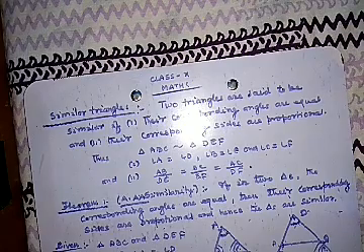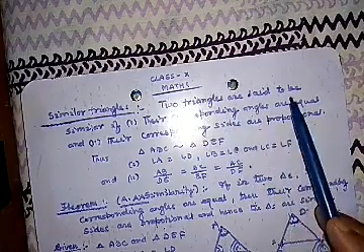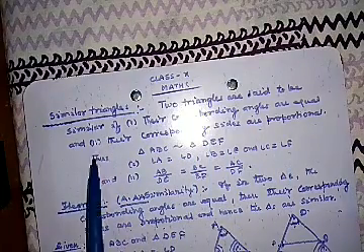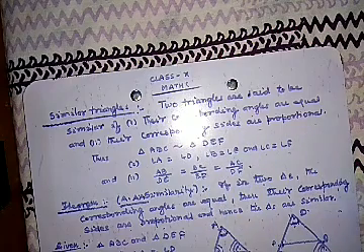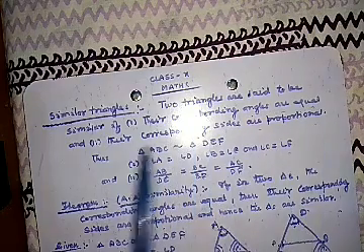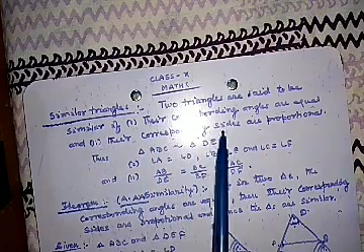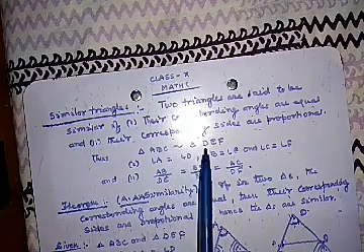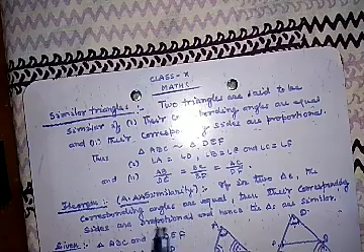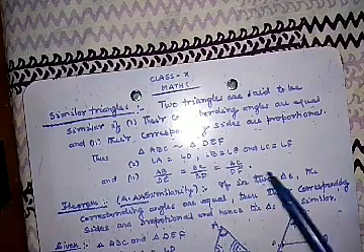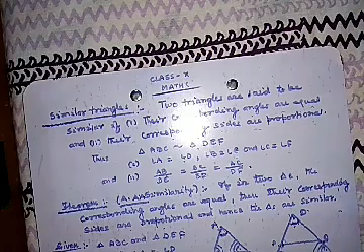What are similar triangles? Two triangles are said to be similar if their corresponding angles are equal and their corresponding sides are proportional. And thus, triangle ABC is similar to triangle DEF if angle A is equal to angle D, angle B is equal to angle E, and angle C is equal to angle F.